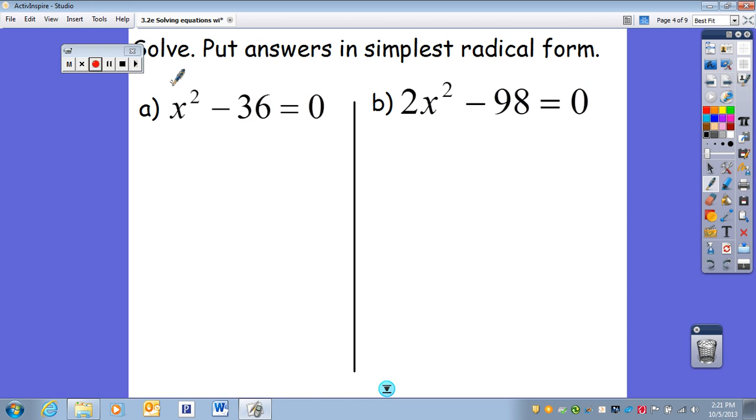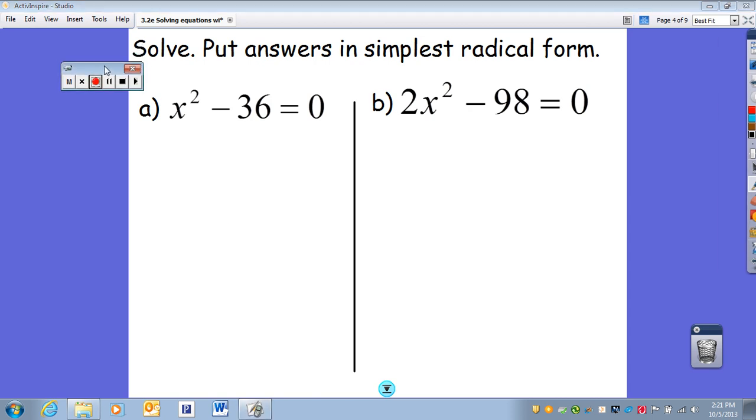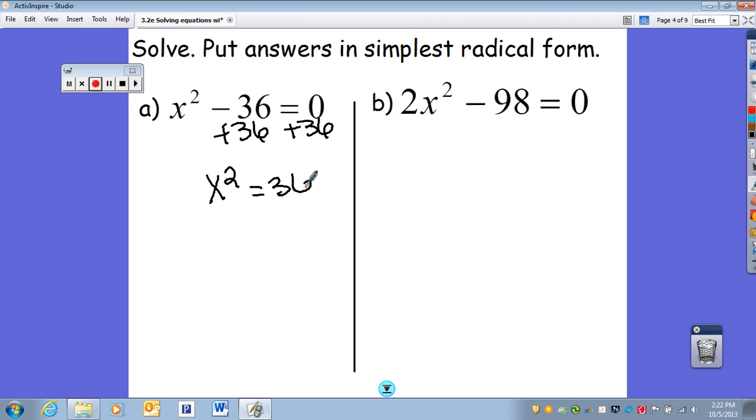I have x squared minus 36 equals 0. So the first thing we want to do is get the x squared by itself. So we are going to add 36 to both sides of our equation, which is the opposite operation. So now we have the x squared by itself and it equals 36.